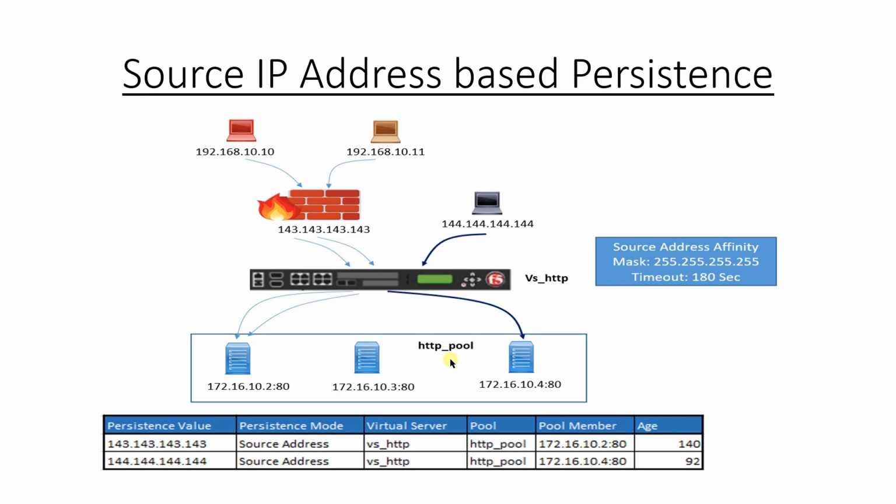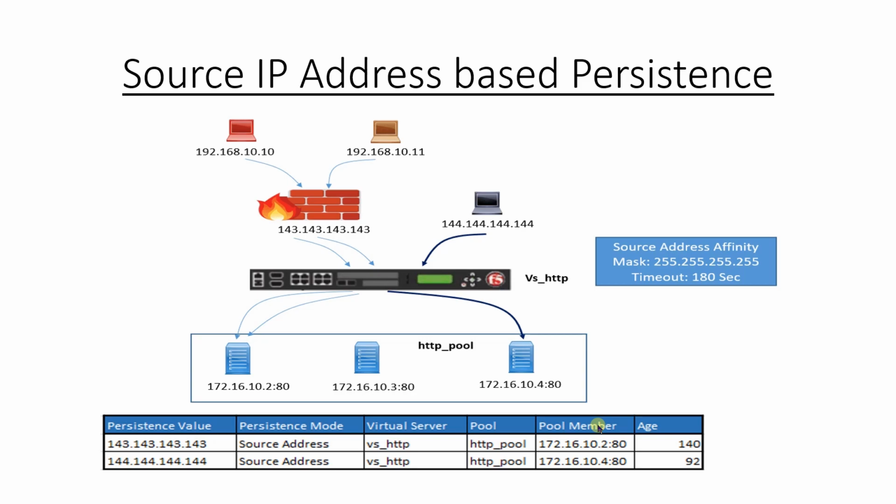The load balancer over here tracks the client using its IP address and it creates a persistence record mapping. As you can see over here in the figure, the load balancer has tracked the client using the source IP address and it creates a persistence record mapping. Over here you can see the persistence value, persistence mode on the virtual server pool member. So again, this tracking is purely based on the client's IP address mask.